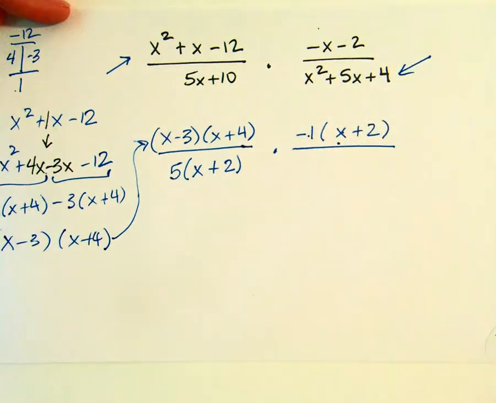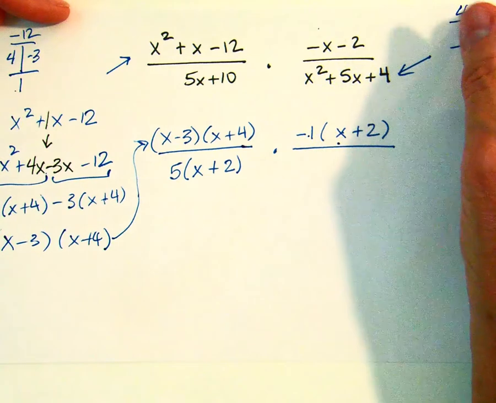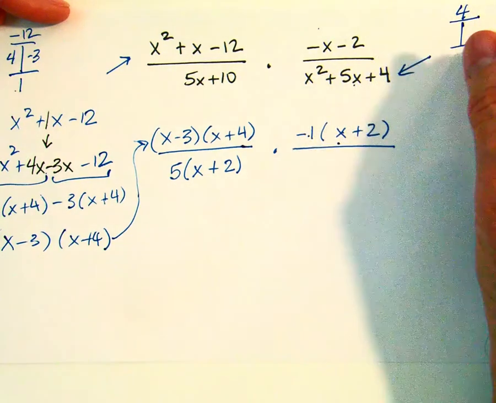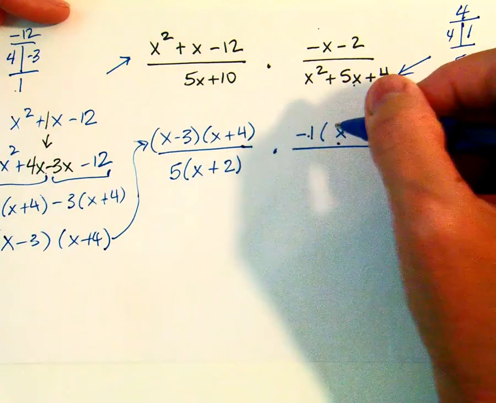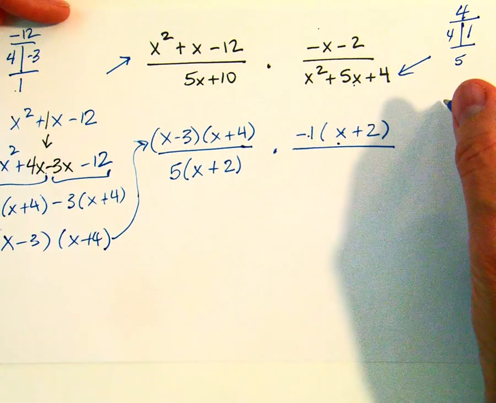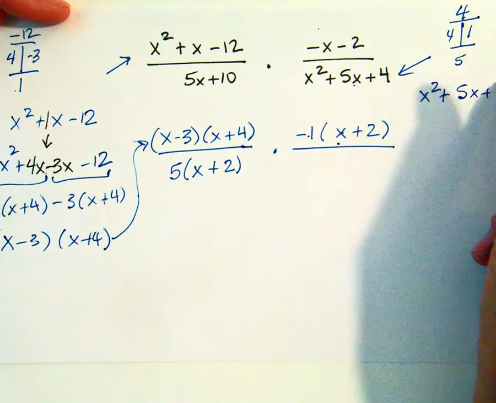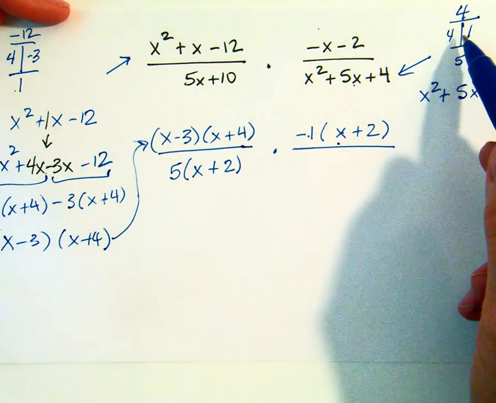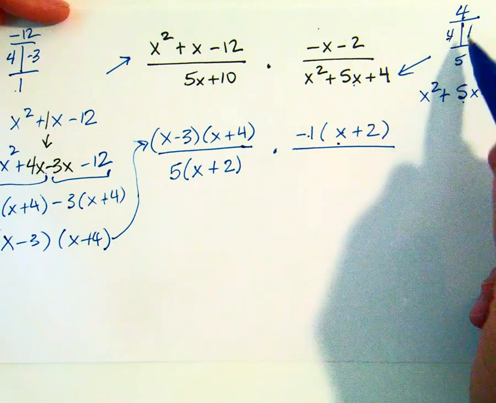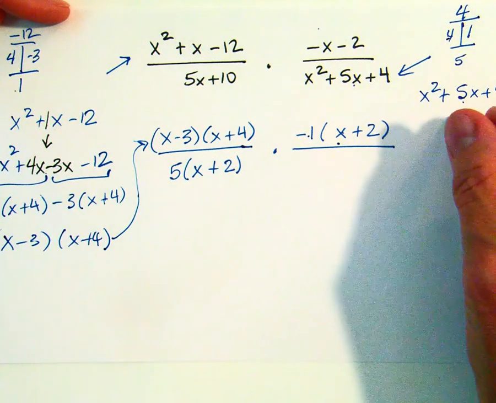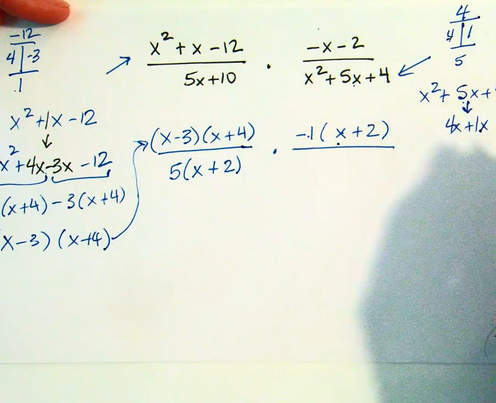Here, I need to factor that. I can factor. AC is 4. B is 5. That's going to be 4 and 1. You're going to go through the same process. Well, here, I'll just do it. Doesn't hurt to practice. 4 plus 1 is 5. 4x plus 1x is 5x. So that'll be 4x plus 1x is what I'm putting instead of 5x.